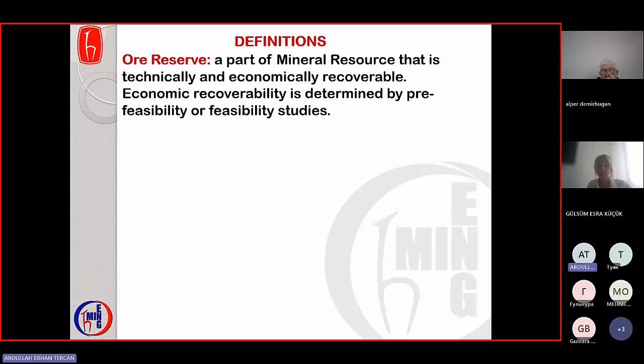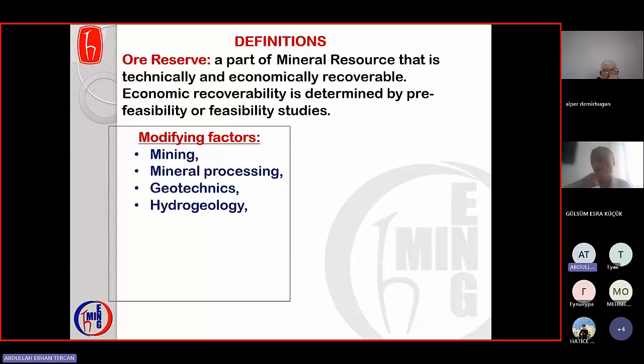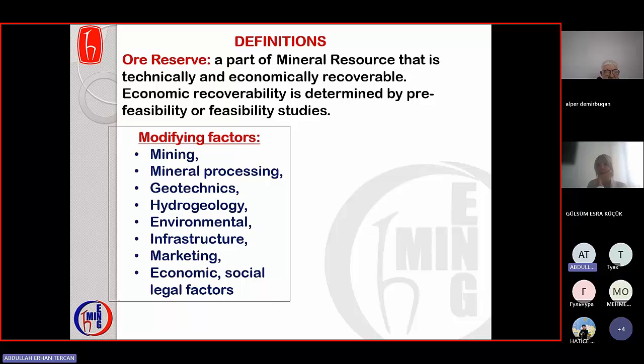Ore reserve is a part of mineral resource that is technically and economically recoverable. Economic recoverability is determined by pre-feasibility or feasibility studies. Modifying factors consist of mining, mineral processing, geotechnique, hydrogeology, environmental, infrastructure, marketing, economic, social, and legal factors.